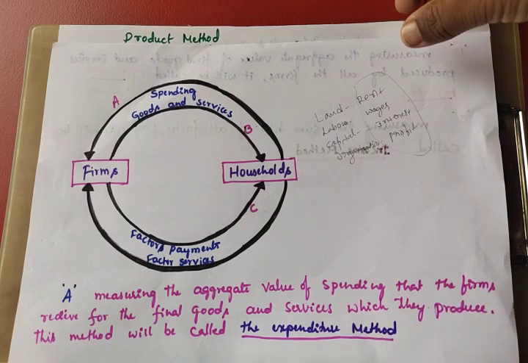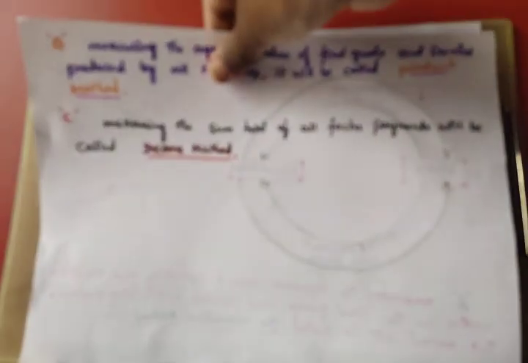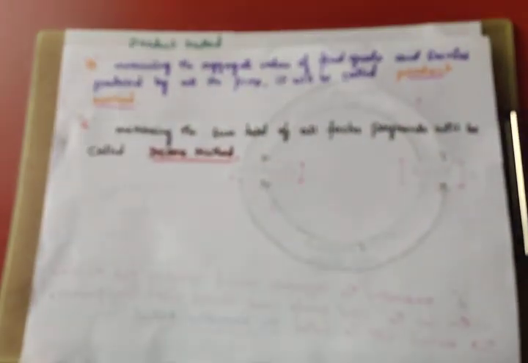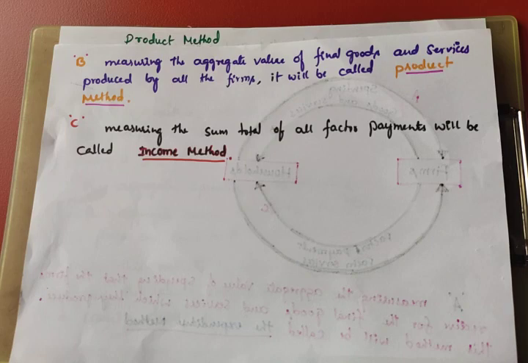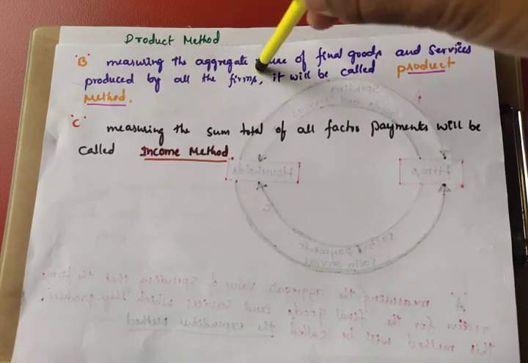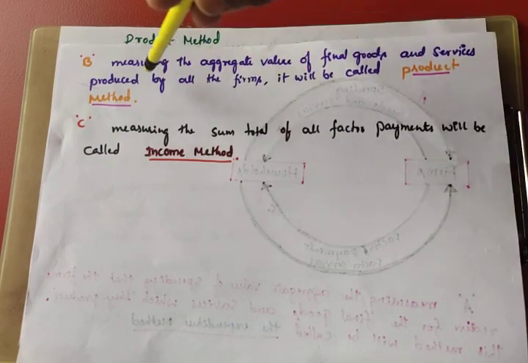We can observe point B, measuring the aggregate value of final goods and services produced by all the firms. Here, how many goods and services the firms produced in a particular year, within the country. Measuring the aggregate value of final goods and services produced by all the firms in the economy is called the product method.